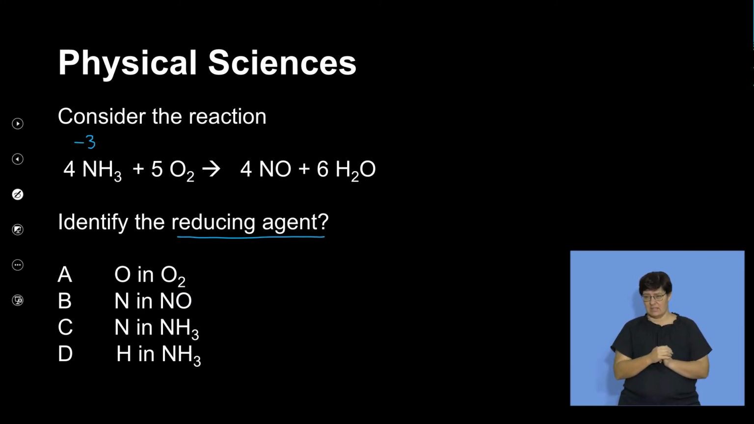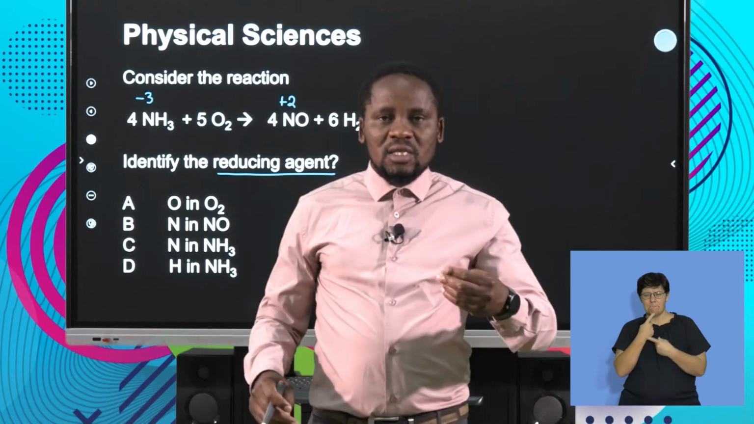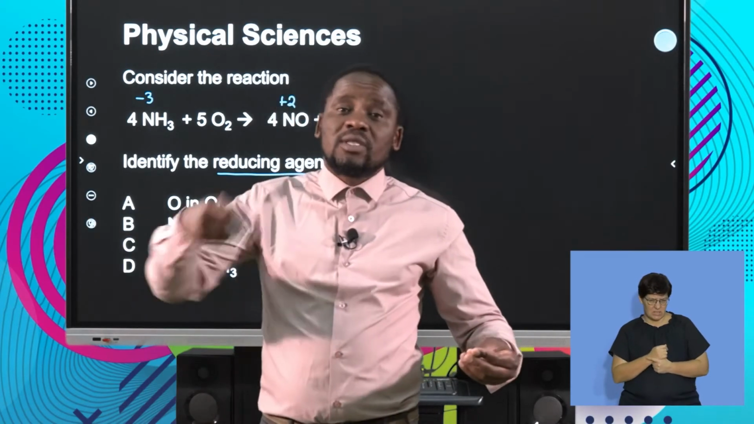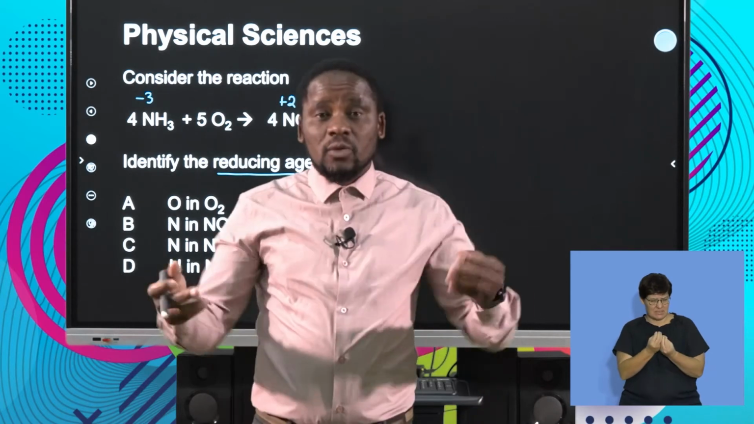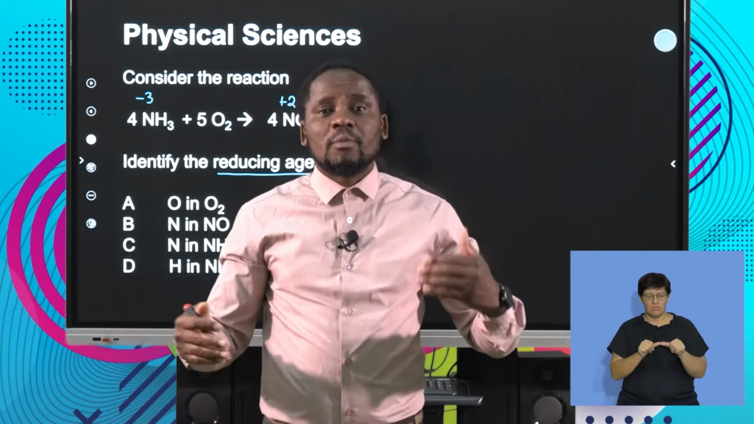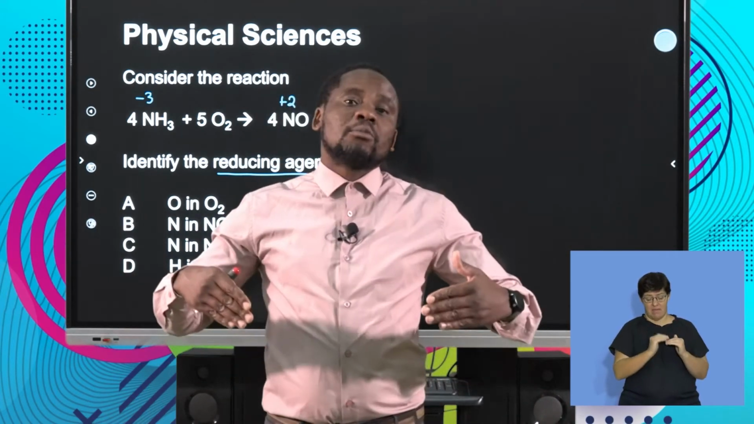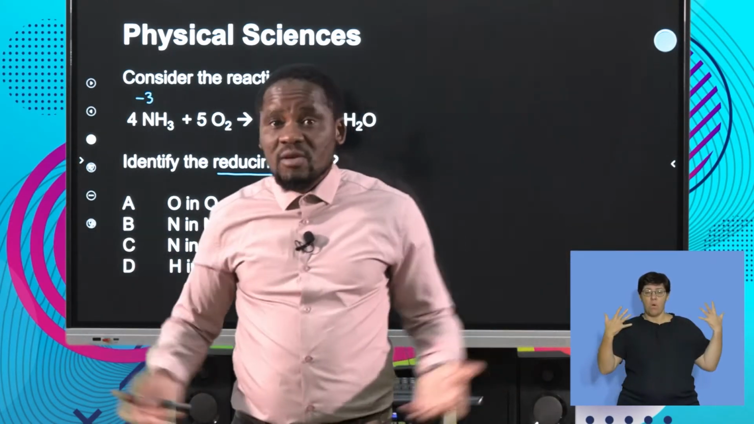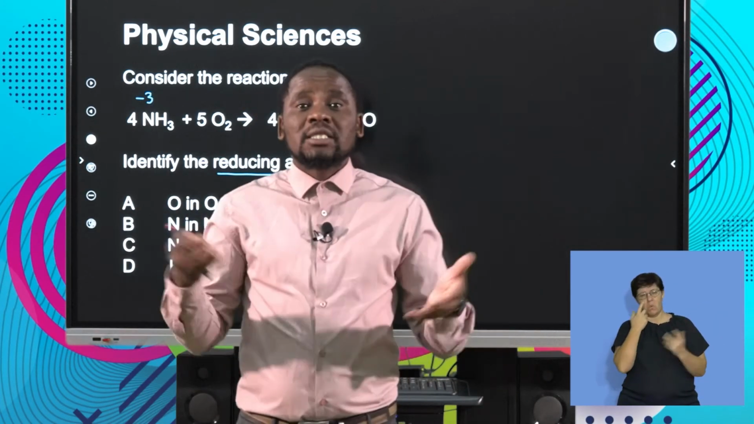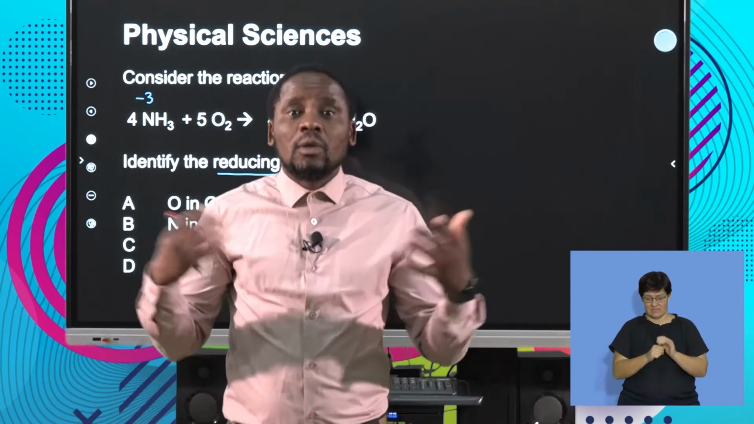And then the nitrogen in nitric oxide is +2, right? Now, a reducing agent undergoes oxidation. So when oxidation occurs, what happens to that particular substance which undergoes that process? Its oxidation number needs to increase. So it becomes more positive, or you can think of it in terms of becoming less negative, depending on what you are given.